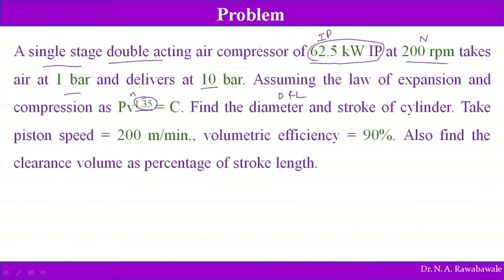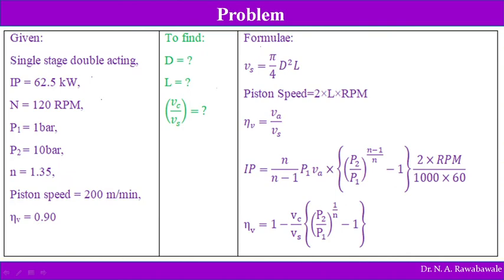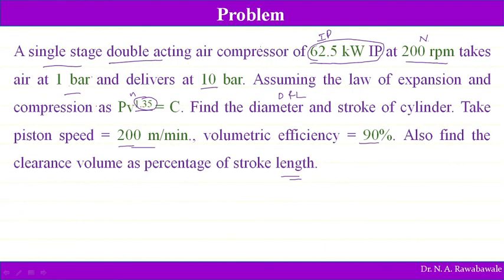D and L we have to find out. Take piston speed 200 meters per minute. This is linear speed. Volumetric efficiency is 90%. Also find clearance volume as a percentage of stroke length. Now we'll collect this data into the table. Indicated power is given. RPM, revolutions per minute, is 200 RPM.